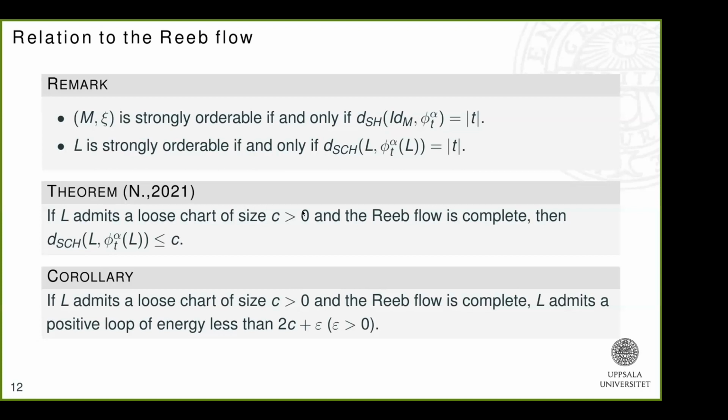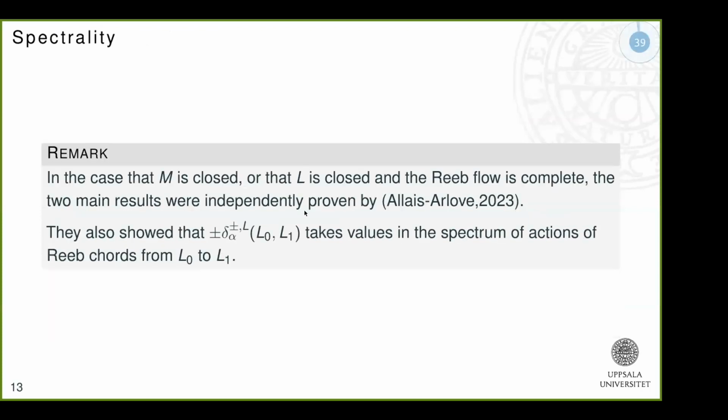Okay, so the last thing I want to remark is that in the case that M is closed or L is closed and the Reeb flow is complete, the two main results I presented were also independently shown by Allais and Alouf. And in fact, they showed that if we take delta plus minus of two Legendrians, then this always takes values in the actions of Reeb chords from L0 to L1. And in that sense, it is spectral, and they called this the spectral distance.